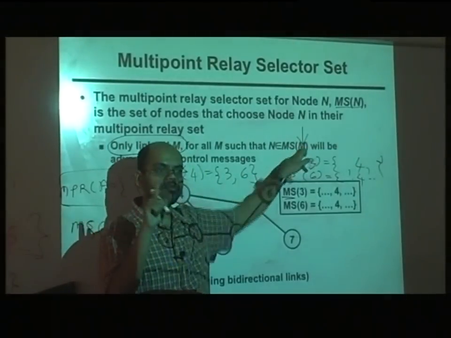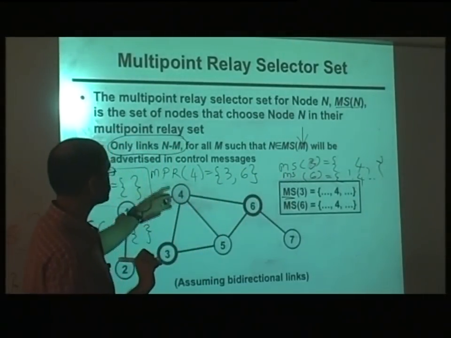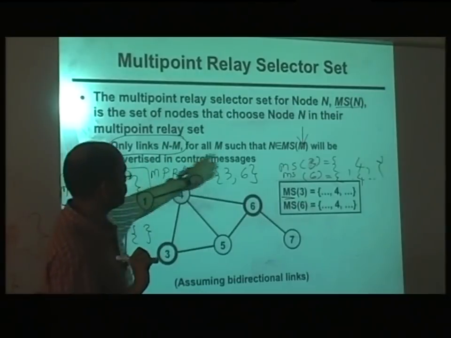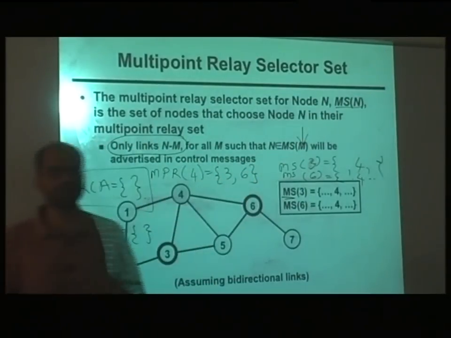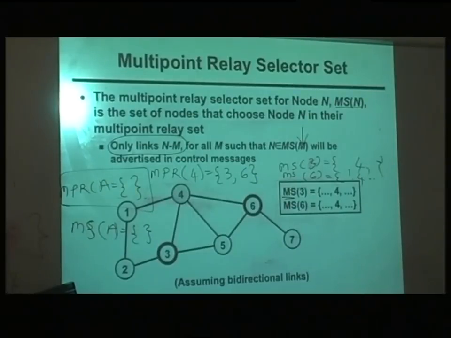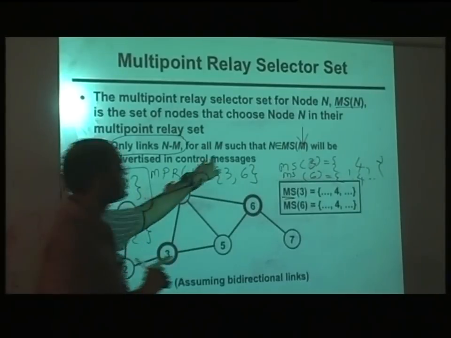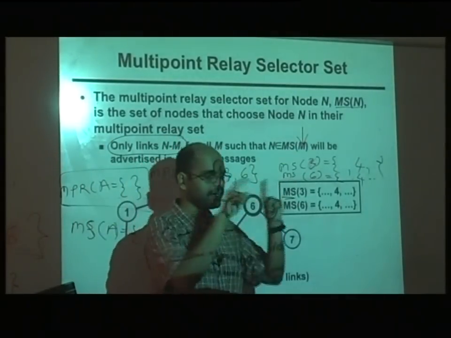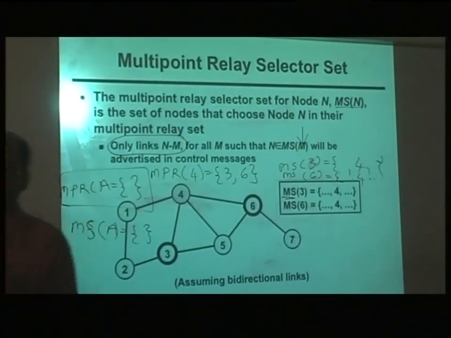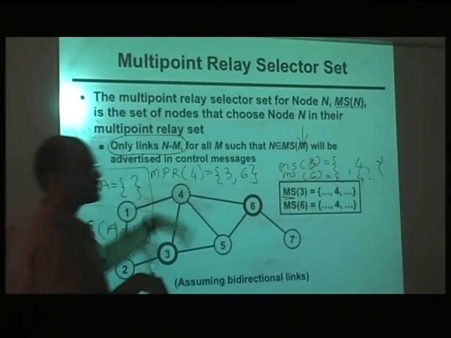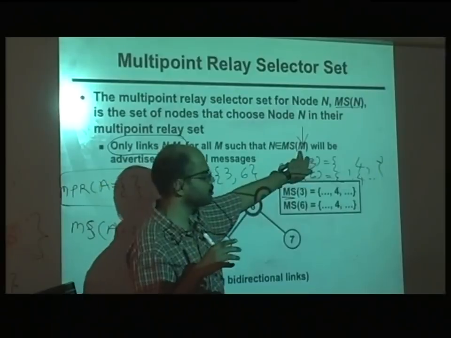So you just select one node M, and now what happens is N belongs to MS of M. Now you find out node N, which is in the same MS of M. What does it mean for node N to be in the MS of M? MPR of N contains M. So this node N has selected M to be its relay. So N has given the responsibility to M.